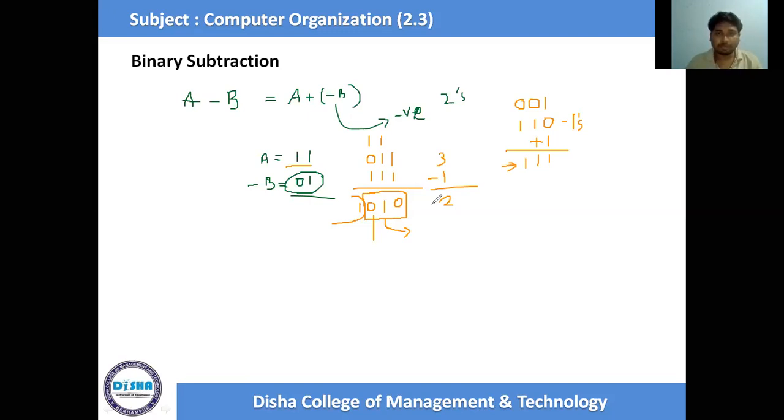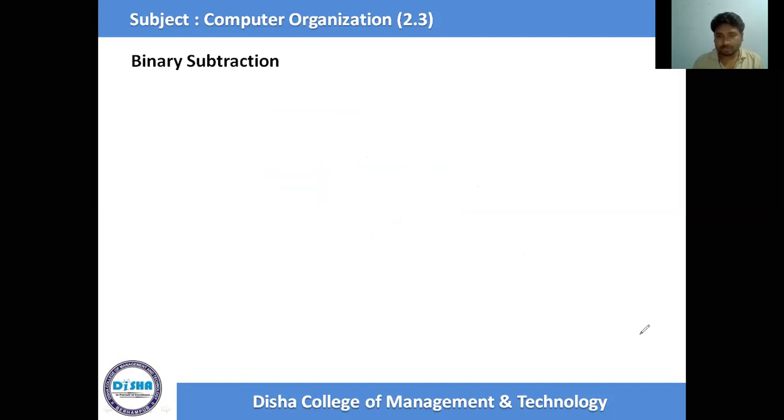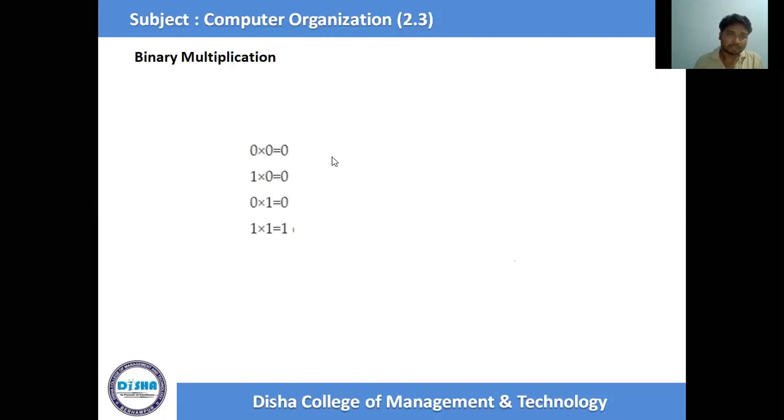Take a few examples, and if you have any doubt, then talk to me. Okay. So the next operation is binary multiplication. In binary multiplication, if we multiply 0 and 0, the result is 0.